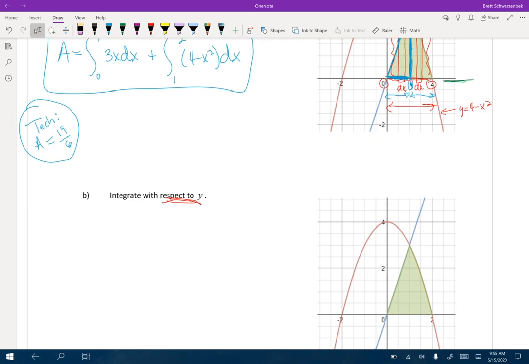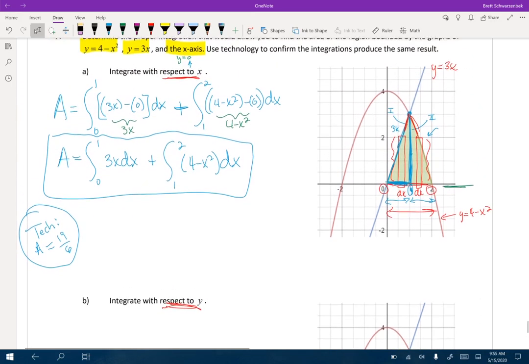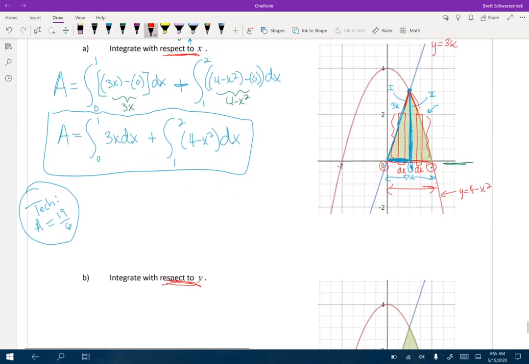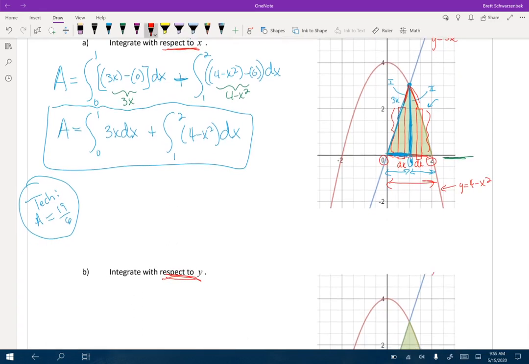So what does that look like? If we change y equals 3x and solve for x, we're going to end up with x equals y over 3.